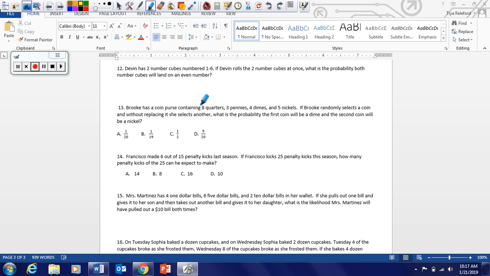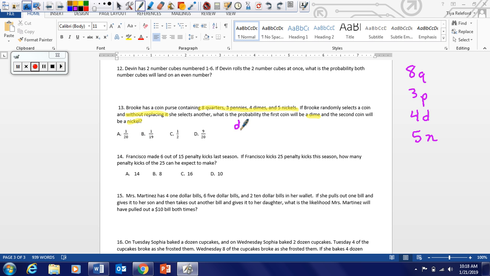Brooke has a coin purse containing 8 quarters, 3 pennies, 4 dimes, and 5 nickels. If Brooke randomly selects a coin and, without replacing it, she selects another, what is the probability the first coin will be a dime and the second coin will be a nickel?